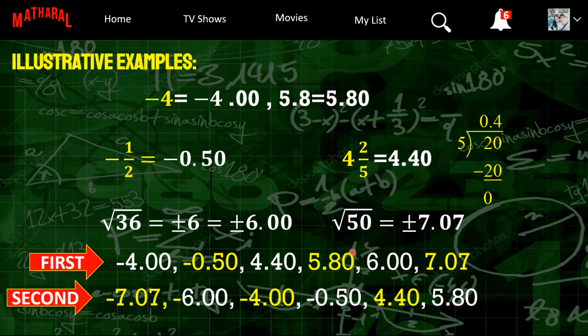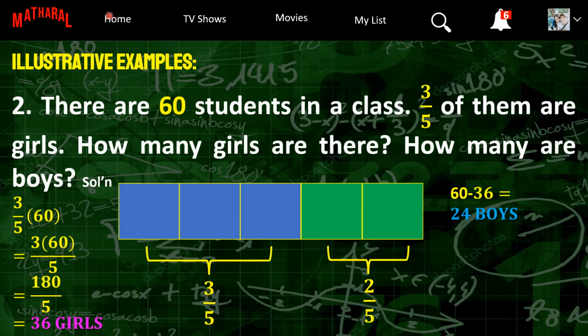Ganun po siya. So, ito po yung ilan sa mga suggested arrangements with this kind of example. Ayan po. So, let's proceed for more example. So, now let's have our second illustrative example. So, it is related to fractions.